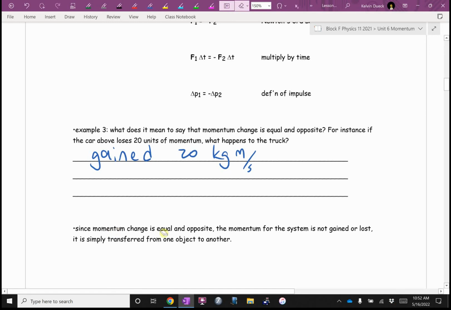Since momentum change is equal but opposite, what that means, Zana, is momentum for the system is not gained, it's not lost, it's just transferred from one object to the other.